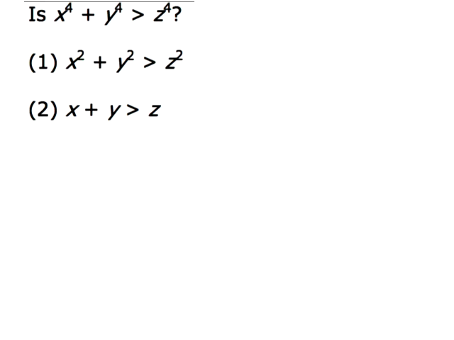Okay, this is a yes/no data efficiency problem, so you have the same kind of goals that you do in other yes/no data efficiency problems, right? So you have the yes case, which is that x to the fourth plus y to the fourth is greater than z to the fourth. And then you have the no case, which is that x to the fourth plus y to the fourth is less than or equal to z to the fourth. And those are the things that you want to make happen.